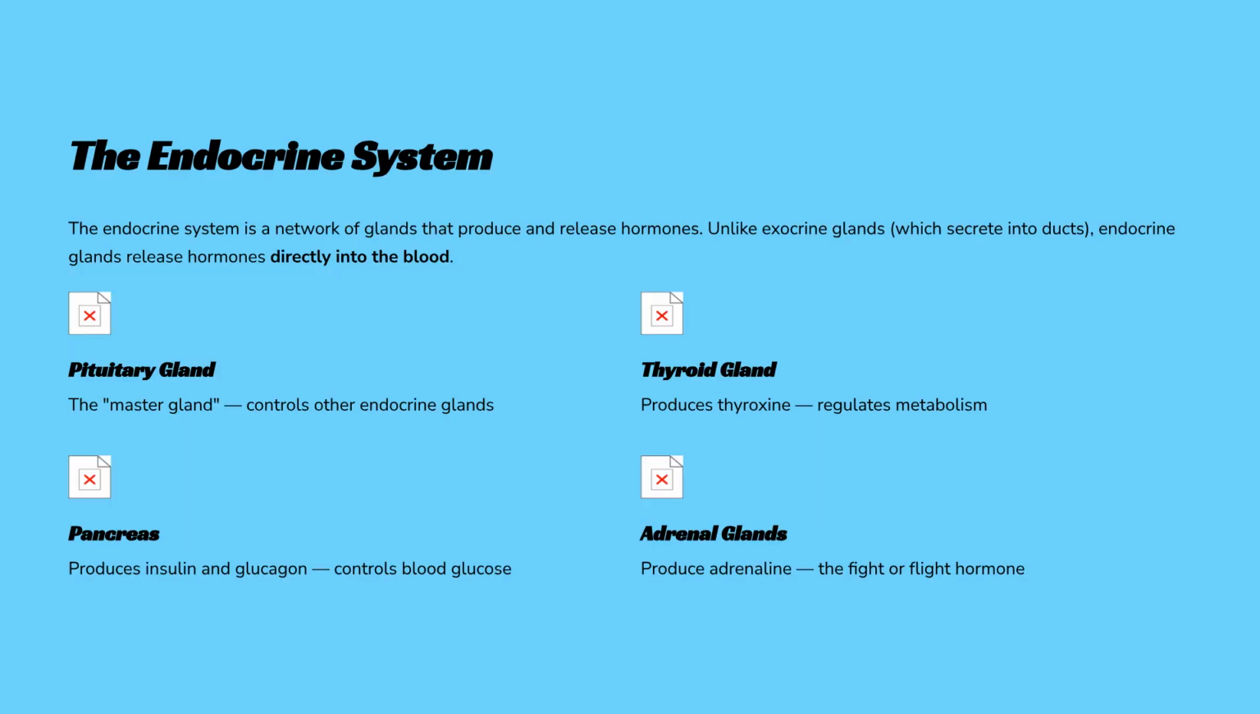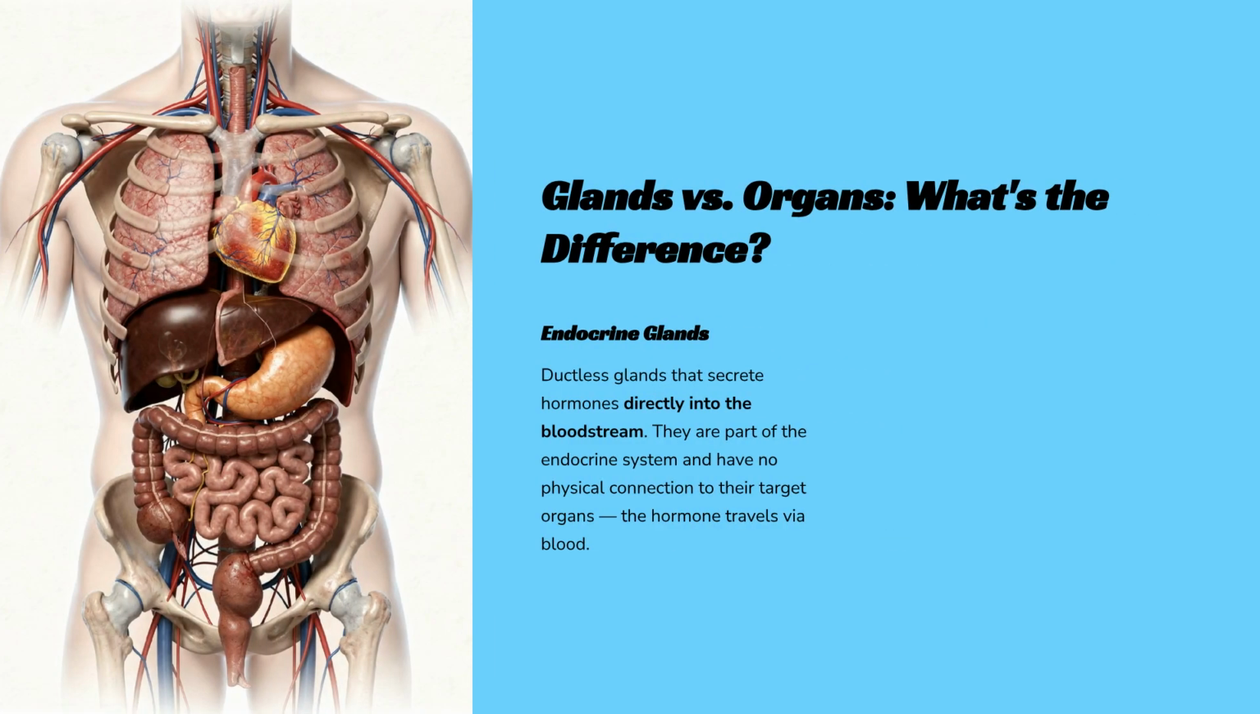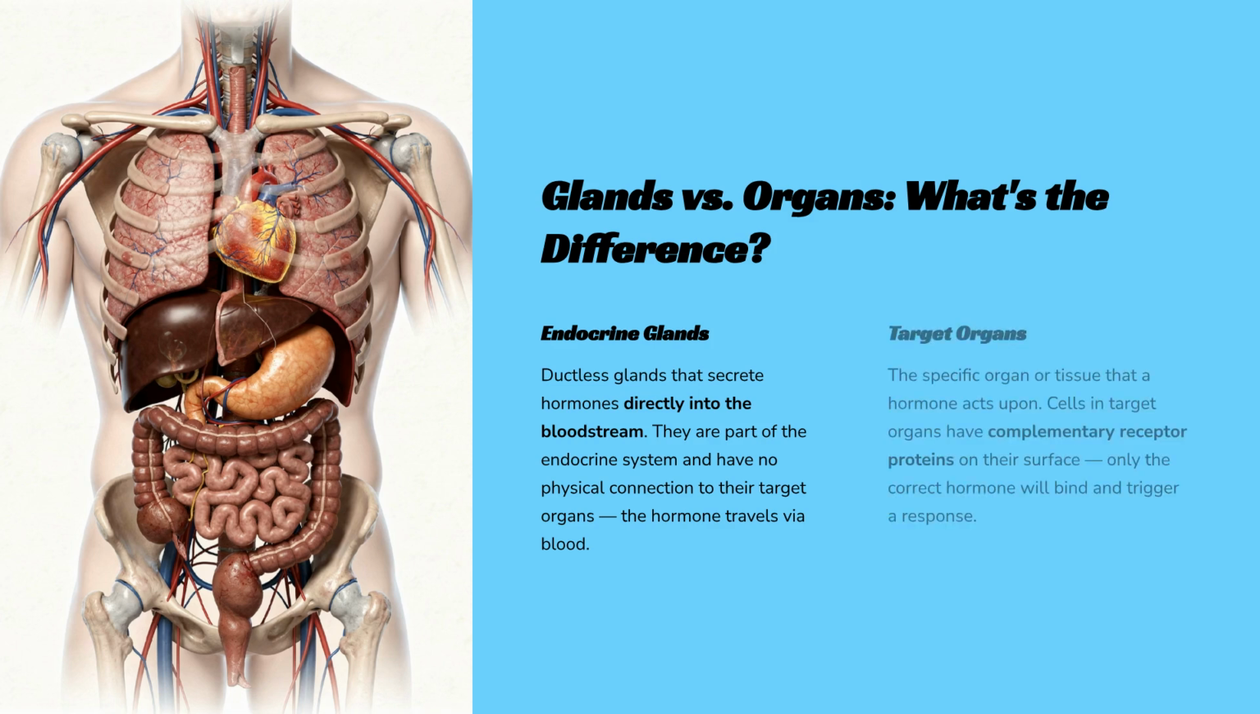The endocrine system is a network of glands that produce and release hormones directly into the blood. Key glands include the pituitary gland, thyroid gland, pancreas, and adrenal glands. Endocrine glands are ductless, secreting hormones directly into the bloodstream for transport. Target organs are specific tissues with complementary receptor proteins, where the correct hormone binds to trigger a response.